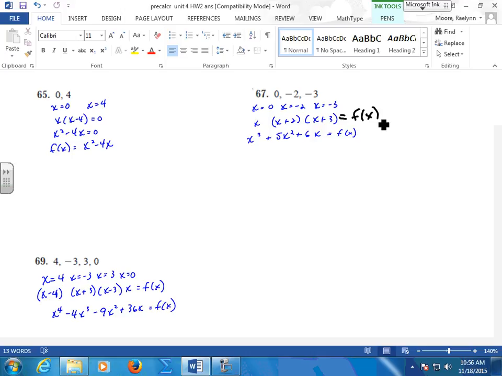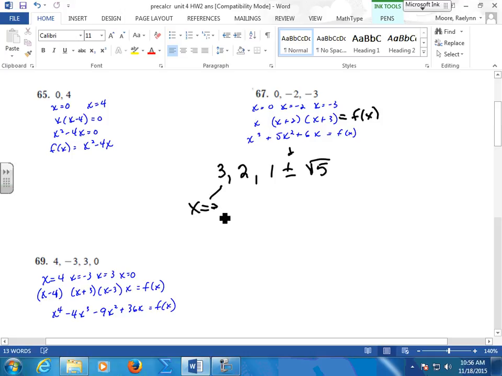Set it equal to something. Okay, let's try one now with the conjugate pair. So we're going to have roots of 3, 2, and 1 plus or minus radical 5. So, how many roots do I have altogether? 4. I took a plus or minus, right? So let's start with the basic one. X equals 3. X equals 2.